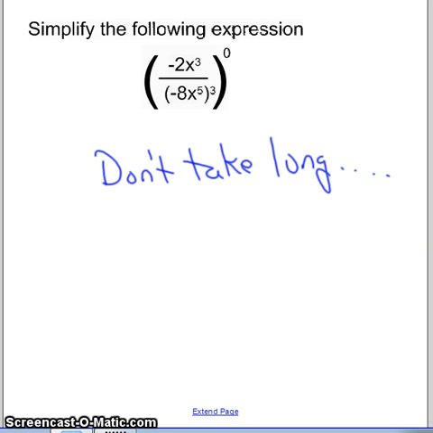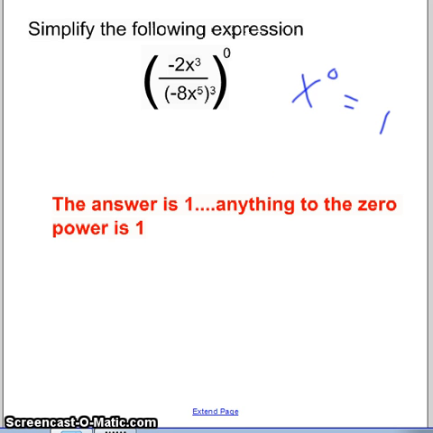All right, this is one that they put on the SOL test every few years. They're trying to trick you into doing a lot of work, but you need to recognize that this is being raised to the 0 power. So no matter what they put on the inside, the answer is 1. Anything to the 0 power is 1.